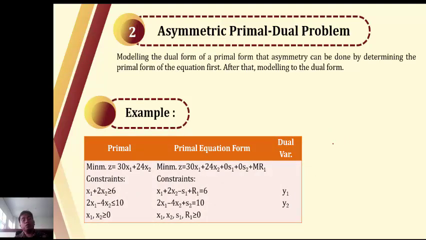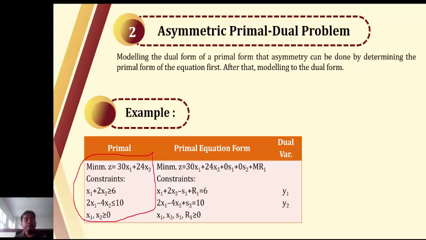How do we construct a dual model if the problem is asymmetric? Modeling the dual form of an asymmetric primal can be done by first putting the primal into equation, or standard, form. If you want to convert an asymmetric primal problem, first we have to convert the model to the standard form. For example, this is the primal, an asymmetric problem.